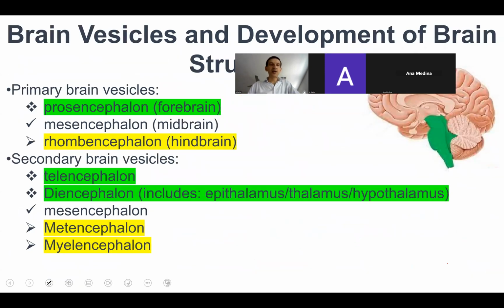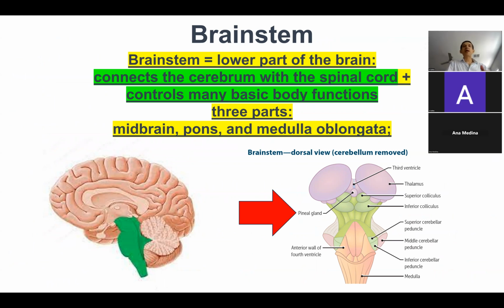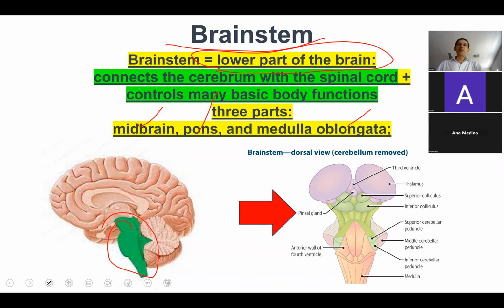All right, at this point, let's talk about the next portion, which is not really directly important, but is often mentioned in your curriculum, and that's the brain stem. Brain stem is the lower part of the brain. See it here, all in green, and it contains 3 parts: the midbrain, the pons, and the medulla. It connects the cerebrum with the spinal cord, and therefore also controls many basic functions. We'll see what they are.